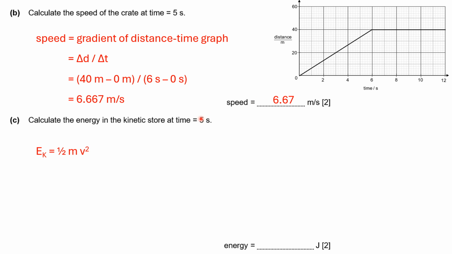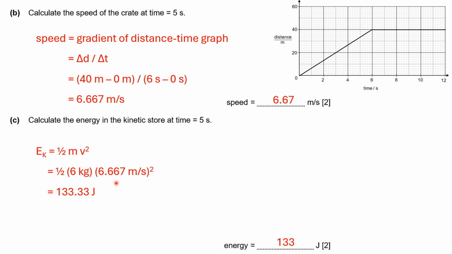The energy in the kinetic store will be given by the formula half mv squared, and then we substitute 6 kilograms and 6.667. Notice I've used more significant figures here in my intermediate steps because I would like to reduce the errors that are caused by rounding.